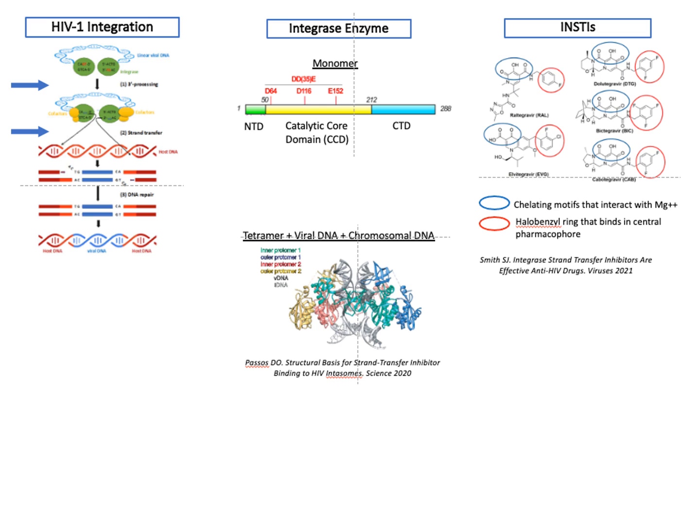The chelating motifs that interact with magnesium cofactors in the integrase active site are highlighted with a blue circle. The halobenzyl moieties, which bind to the centralized pharmacophore by a linker group, are circled in red. The INSTI resistance mutations interfere with binding of INSTIs to the pharmacophore formed by the enzyme and the viral and target DNA.